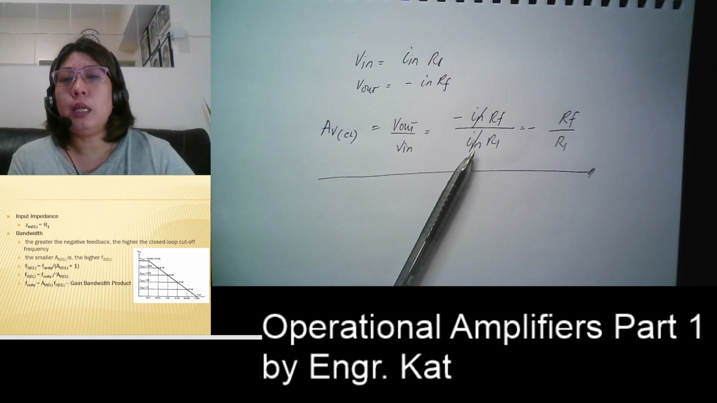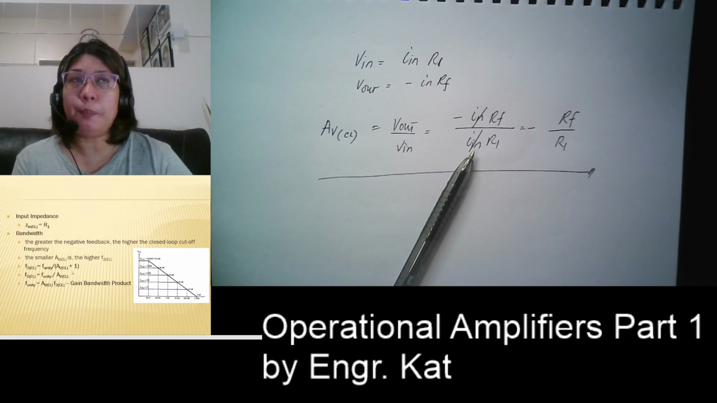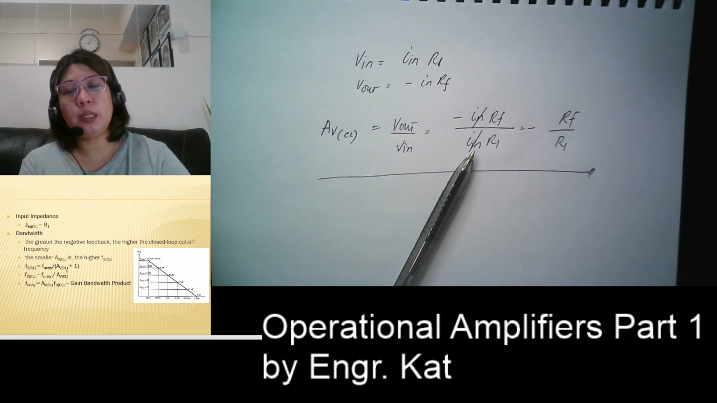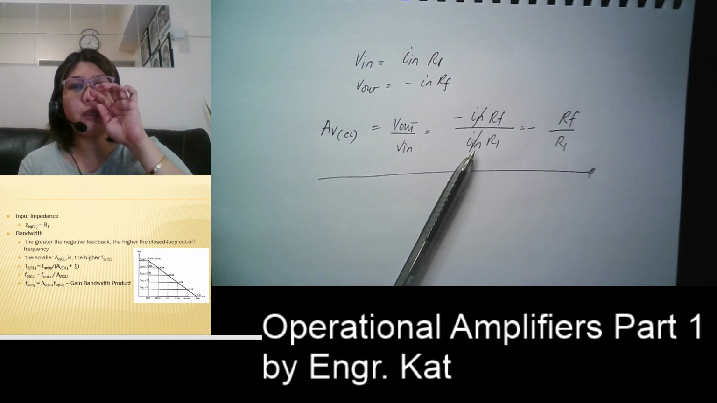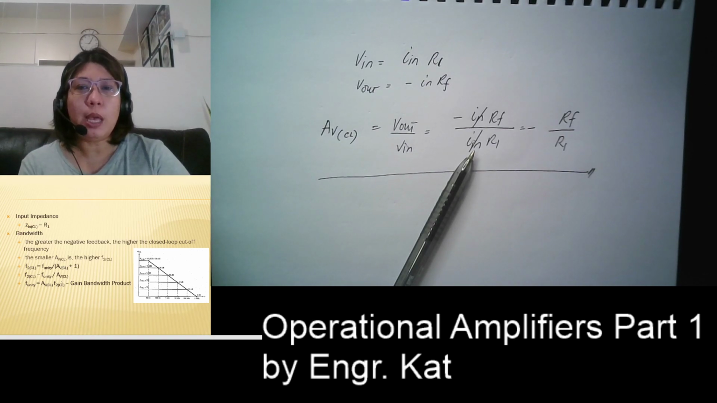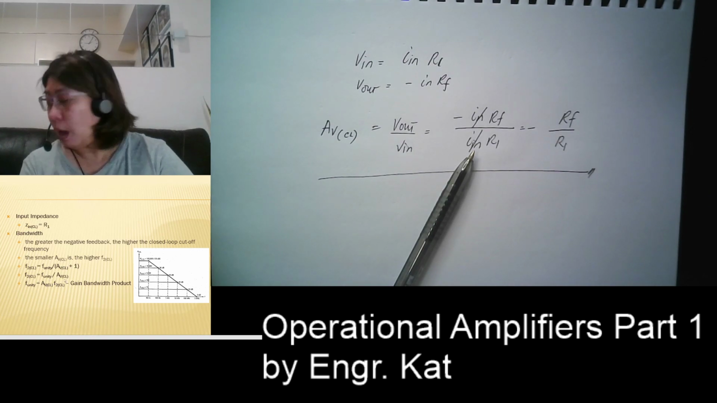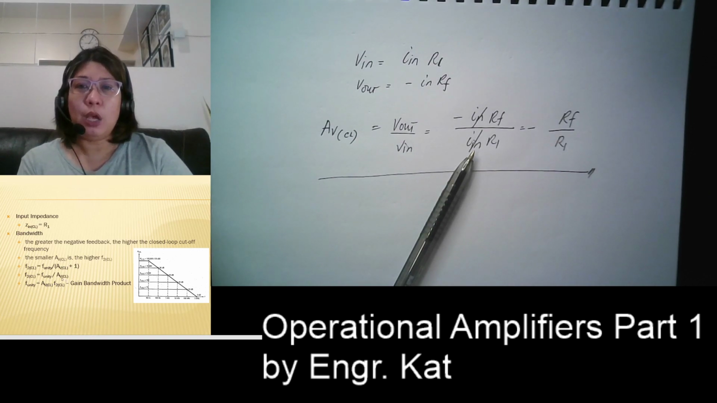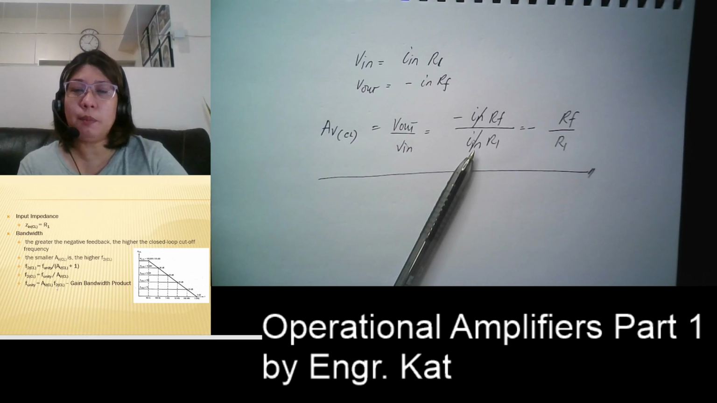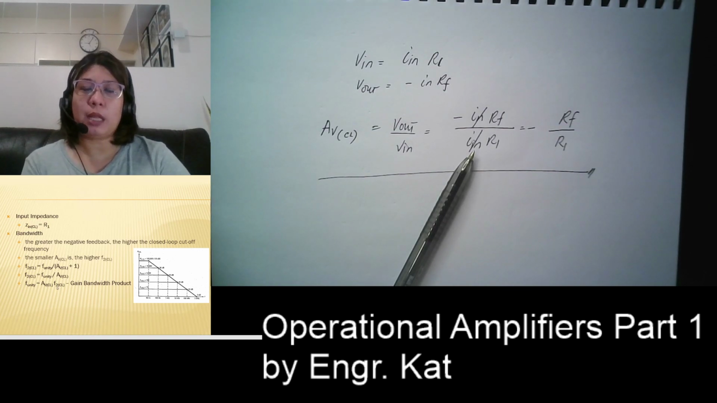F unity divided by the closed loop voltage gain plus 1. However, since your closed loop voltage gain is somewhat greater than 1, we can neglect the value of 1. So that will simplify our formula to F unity, which is equivalent to the closed loop voltage gain multiplied by your F2 CL, or the upper cutoff frequency.